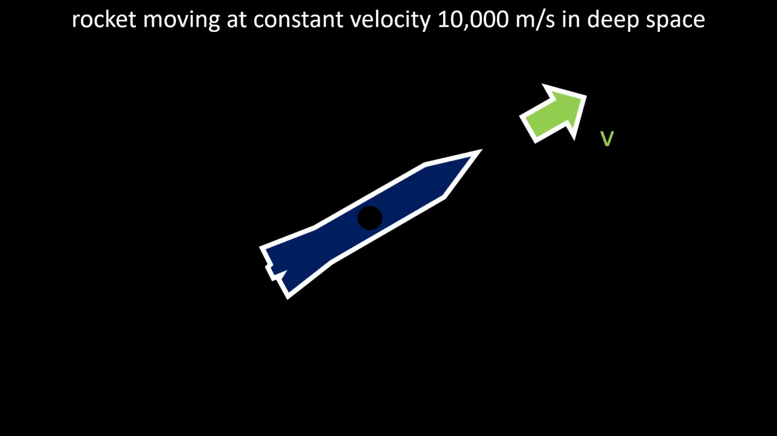One more, guys. Here's the last one today. Let's go to deep space. Let's say you've got a rocket screaming through deep space at 10,000 meters per second. There are no significant gravitational forces nearby. It's just screaming at constant velocity in deep space. Guys, what forces are acting on that rocket? None. You got it. It's just coasting from inertia, isn't it?